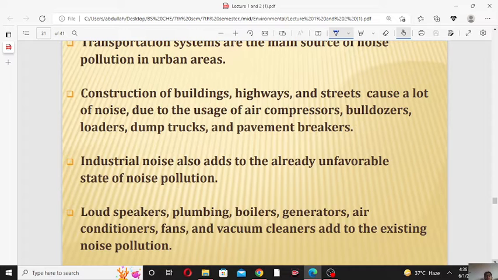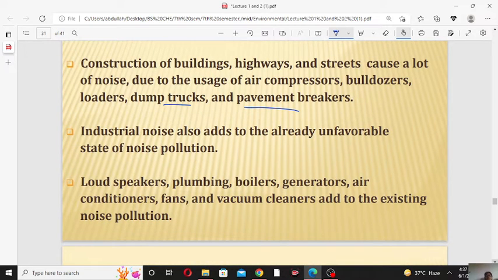During construction, people use air compressors, bulldozers, dumpers, various trucks, pavement breaker trucks, etc. These machines and equipment produce a large amount of sound. Industrial noise also adds to the already unfavorable state of noise pollution. The third main source of noise pollution is industries.